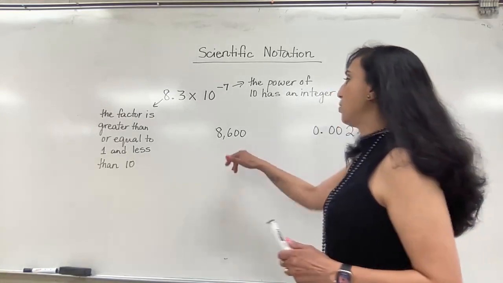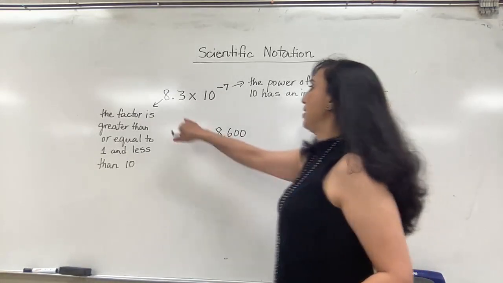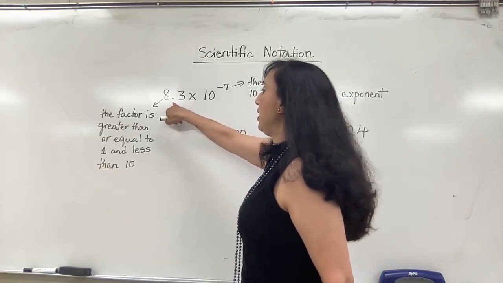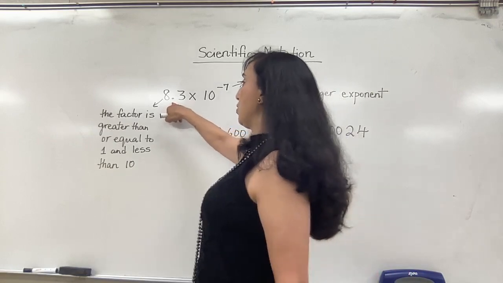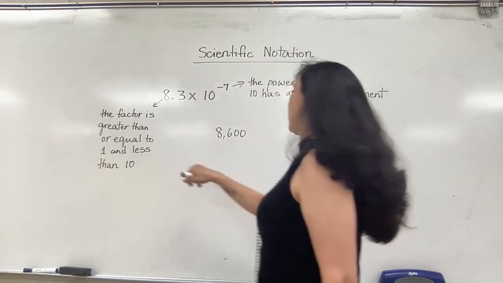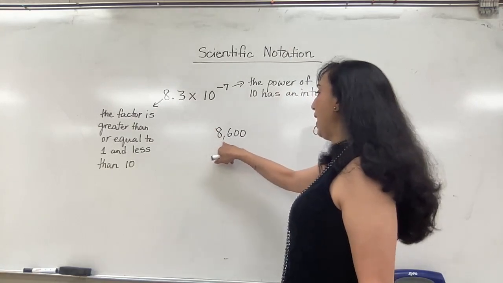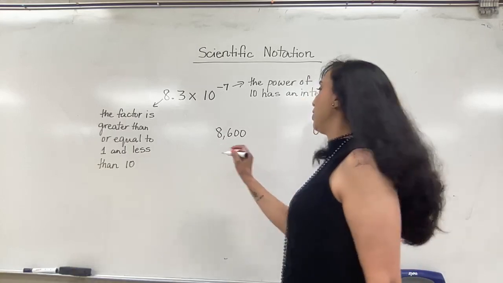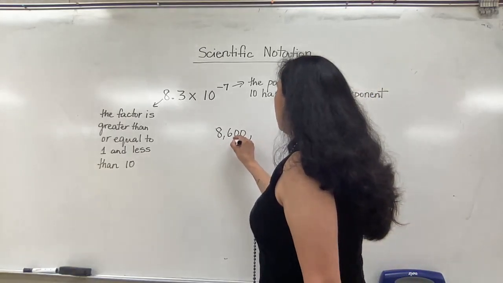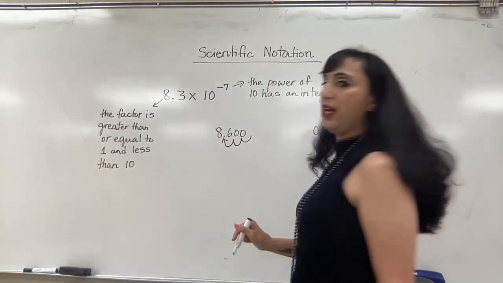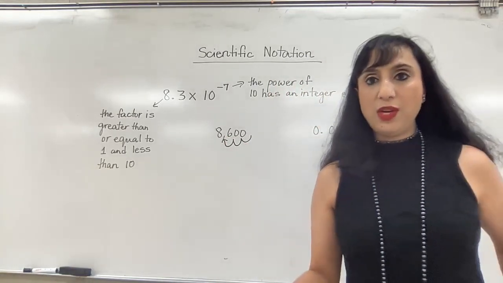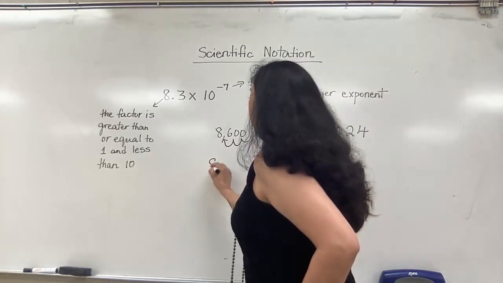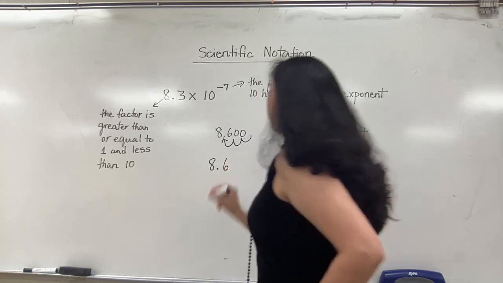This is what that means. I said that the factor needs to be greater than or equal to 1, so I'm going to go to the first place value over here. I'm going to go 1, 2, 3. Since I am moving to the left, my exponent is going to be positive, because I'm going to get 8 and 6/10.